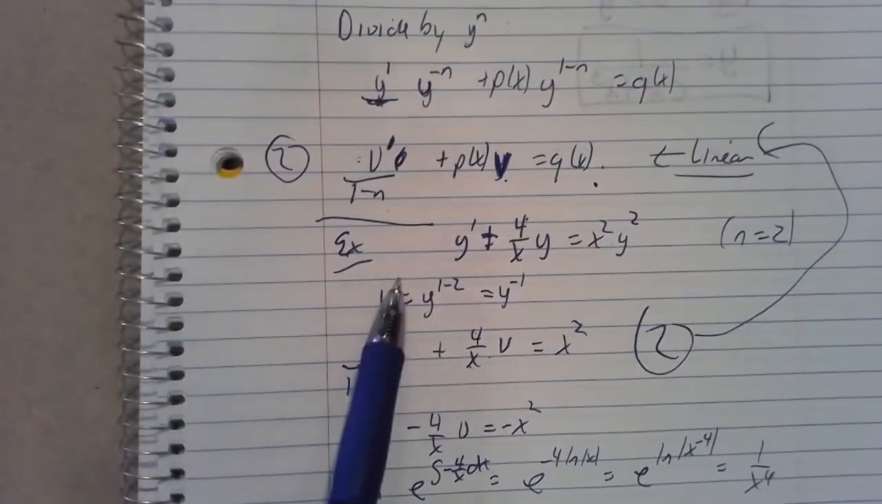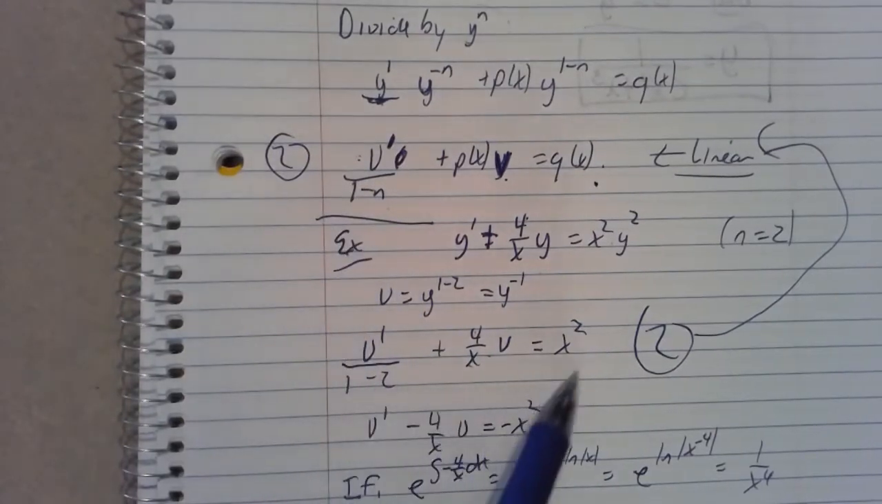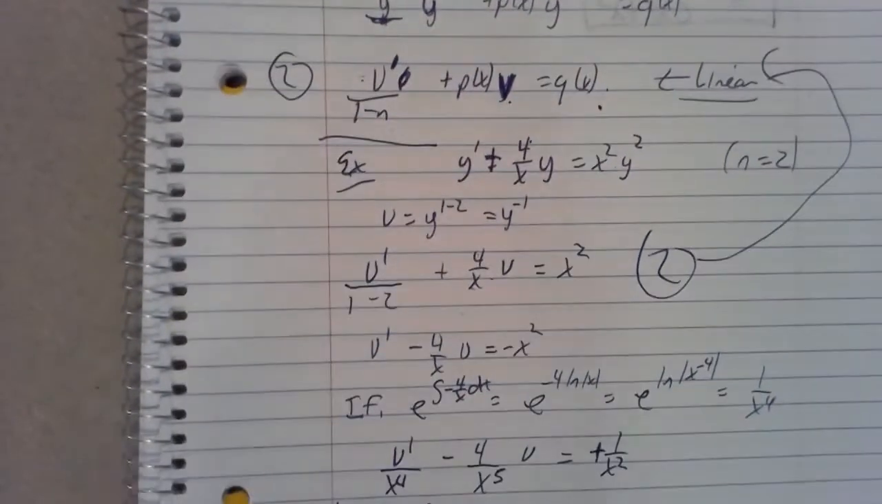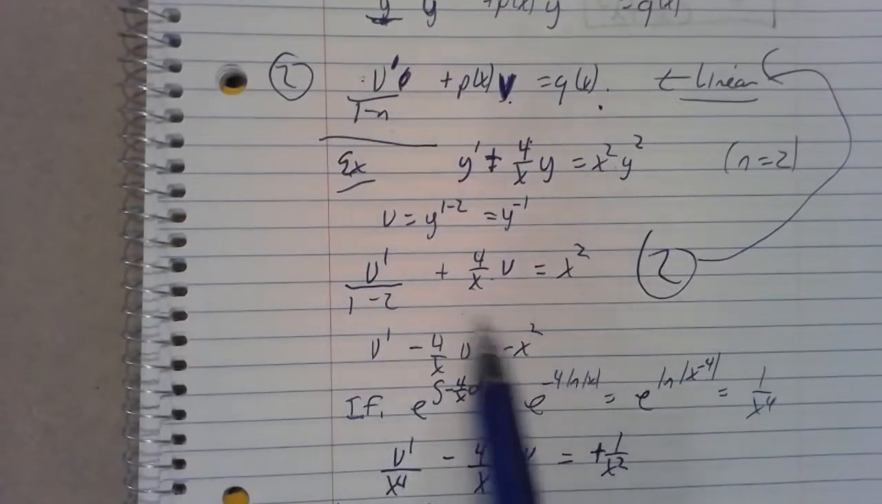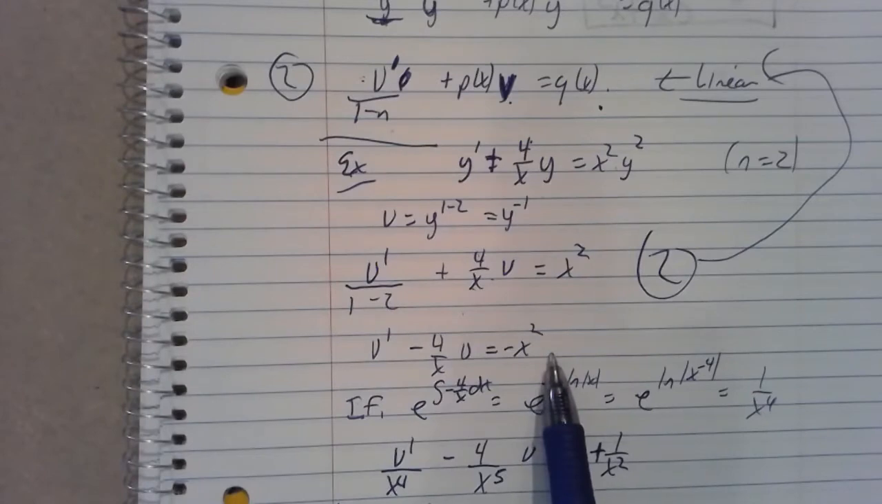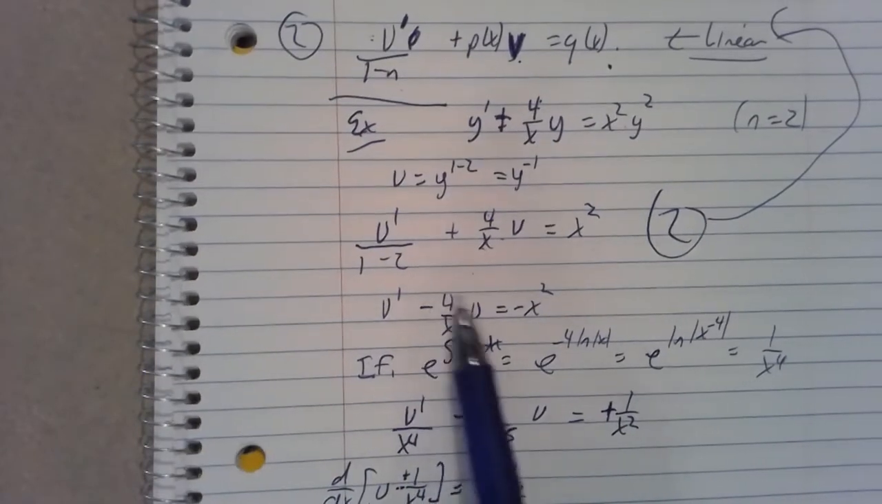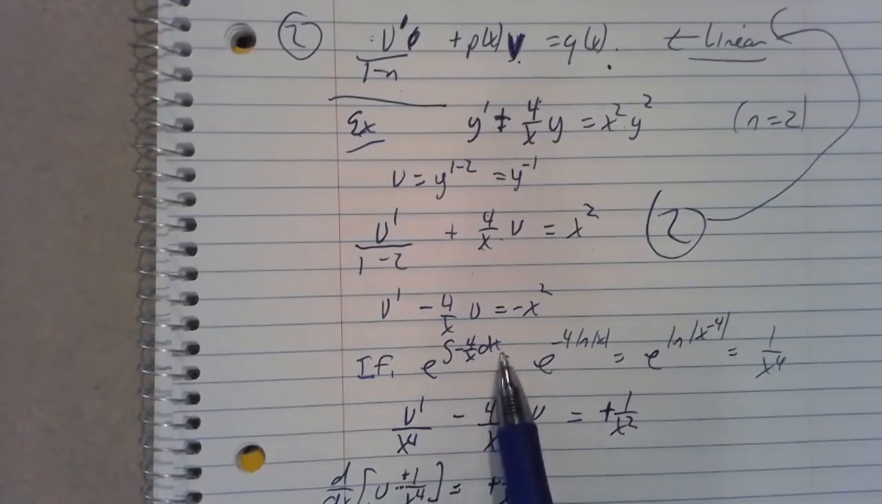If you don't believe it, take the time to transform, actually making all the substitutions, and see that you do get this. Of course, 1 minus 2 is just negative 1, so I multiplied everything by negative 1 to clean that up, and I get this linear DE. Okay, then we use integrating factors. Our integrating factor is e to the integral of negative 4 over x dx.